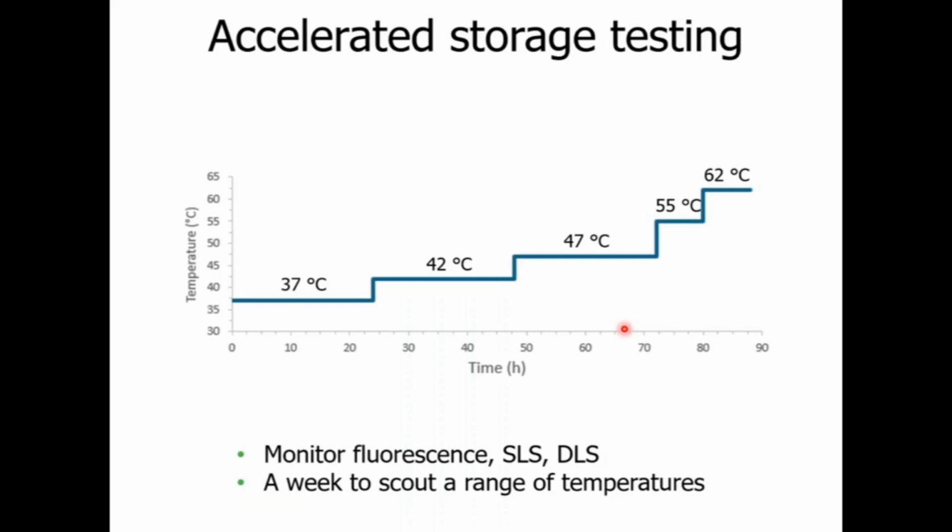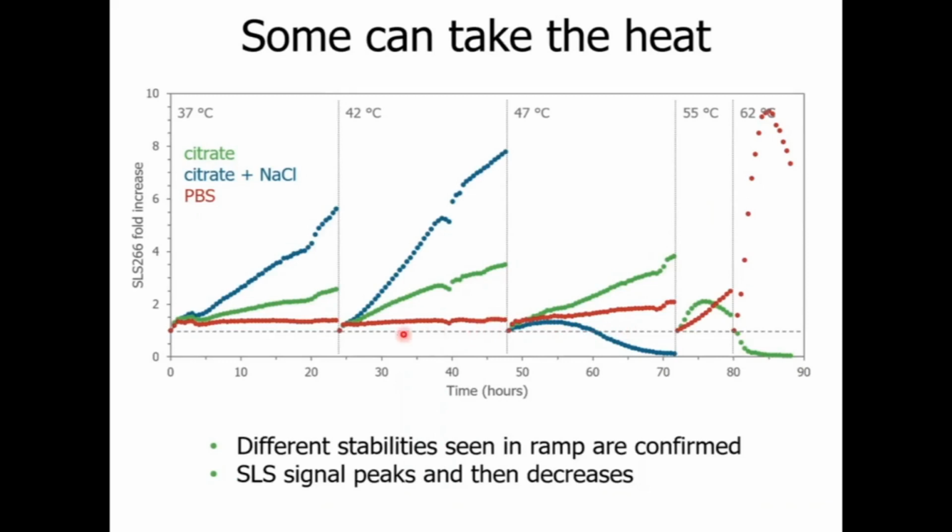We incubated our ADC at a constant temperature, monitored fluorescence, static and dynamic light scattering, then increased the temperature and repeated. Looking at the static light scattering signal over time, it's pretty clear that citrate and sodium chloride is the one that shows the fastest increase of the static light scattering signal at the lowest temperatures. So here's 37, 42, 47, 55, and 62. And for the blue citrate and sodium chloride, we can see the fastest increase at the lowest temperatures, namely 37 and 42.